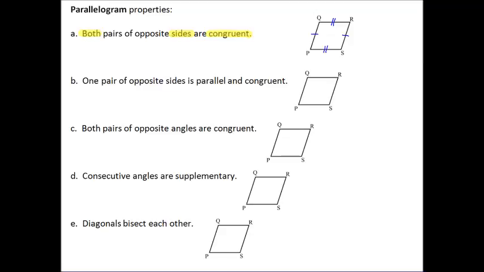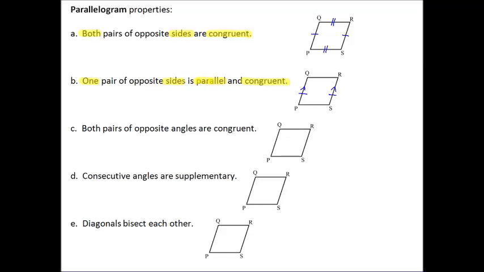The next property is that one pair, or at least one pair of opposite sides, has to be both parallel and congruent. So if, for example, we take this side here, this not only has to be parallel to this side, they also have to be congruent. We don't have to know anything about the other pair of sides, but if one pair of sides is both parallel and congruent, that's enough for us to know that it's a parallelogram.